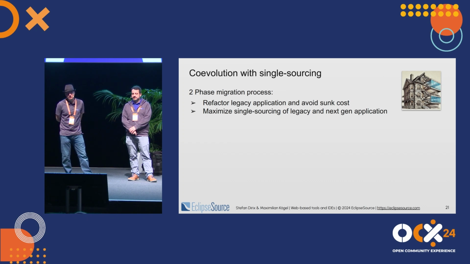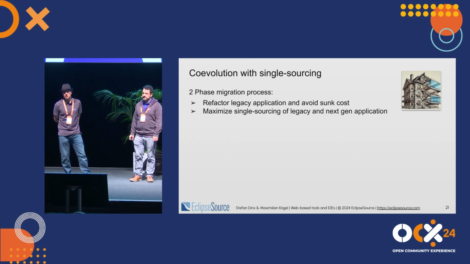And what we propose is a 2-phase migration process. You make up a plan when you actually want to start with the next-gen app. And in the first step, in the first phase, you still only work on the legacy application, but you make different choices there. So you refactor the legacy application, for example, to create headless parts, headless services for stuff, so that it can be reused in the next-gen application.